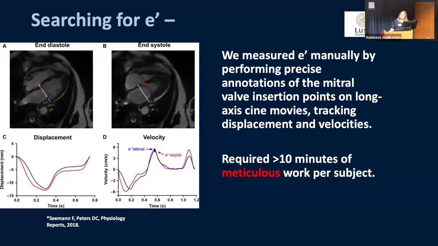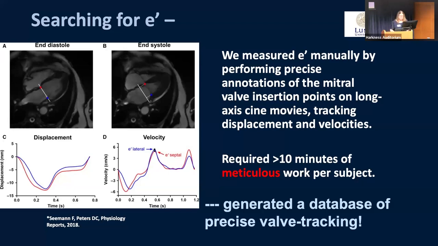And this was exciting, and it was really using these very standard techniques that I think we showed in a couple of presentations ago. It's a ubiquitous technique that is acquired in every MRI scan for cardiac imaging. But it was very laborious and it took maybe 10 minutes for a patient, and it actually was not that easy to do. Like, I can't actually annotate these valve points with enough accuracy to measure the velocity.